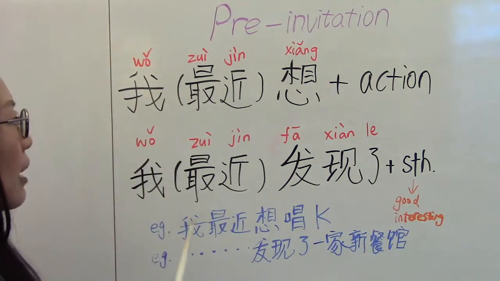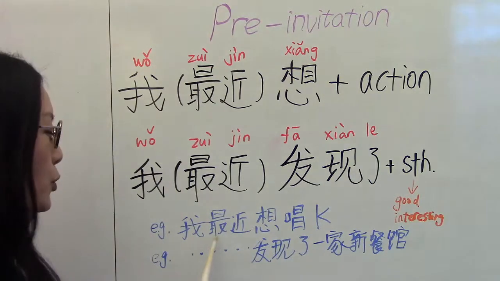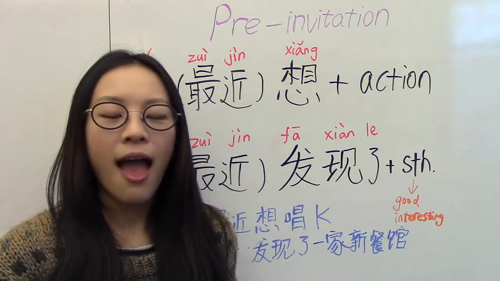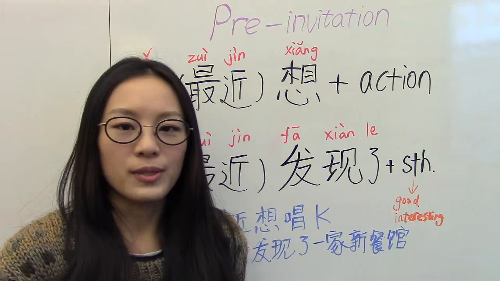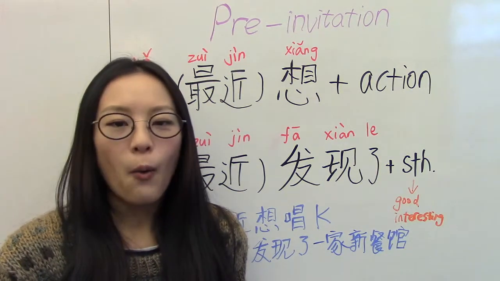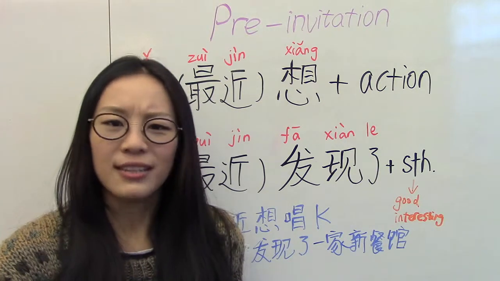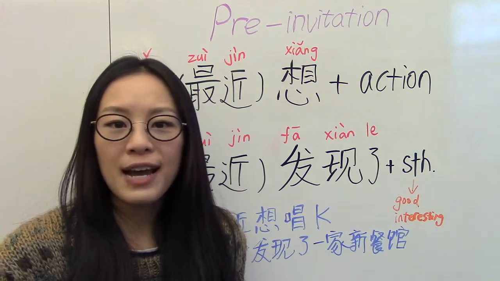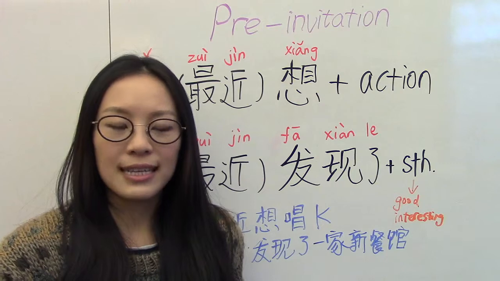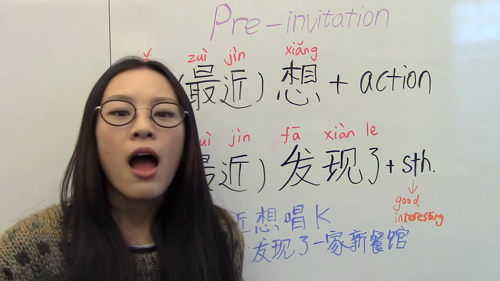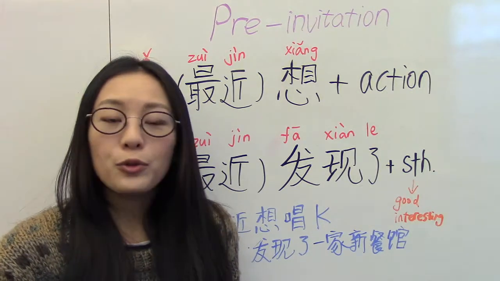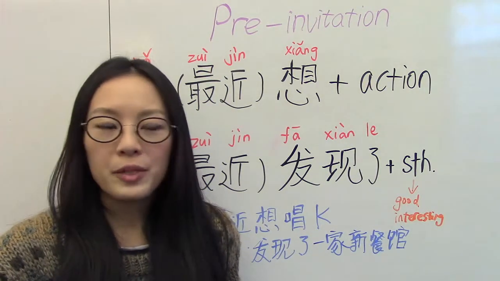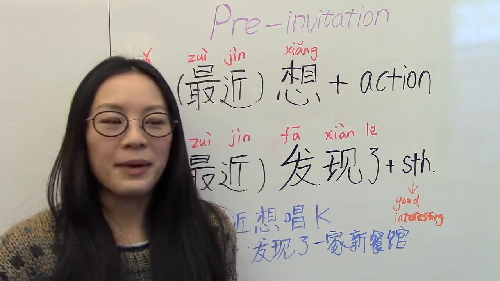So for example, 我最近想唱 K, which means I feel like going to karaoke recently. Or if we go back to the KFC example, you could say 我最近想吃 KFC, which means I feel like getting some KFC recently. And if the person you intend to invite does not offer him or herself voluntarily, then you could also just go ahead and use the previous pattern, how about or why not, by saying 不如我们去唱 K, 不如我们去吃 KFC, which means why not go sing at karaoke, or why not go have some KFC.